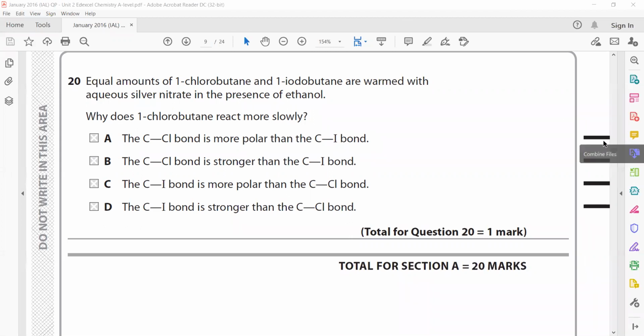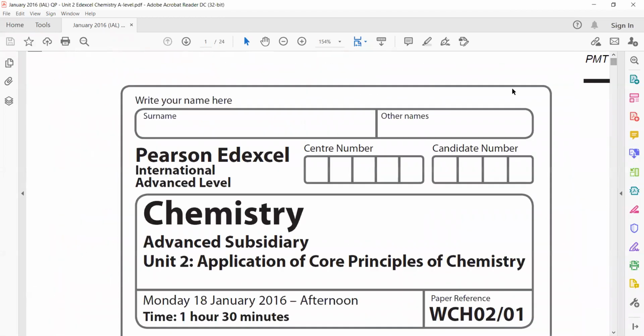So this was January 2016, Unit 2 of IAL Chemistry.